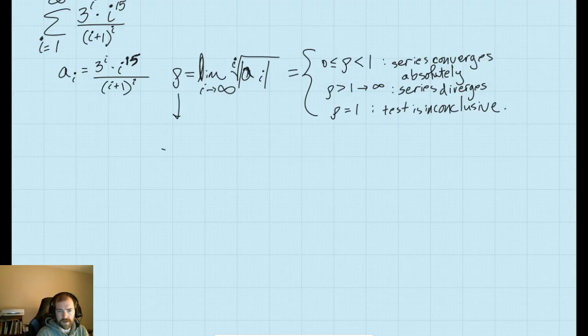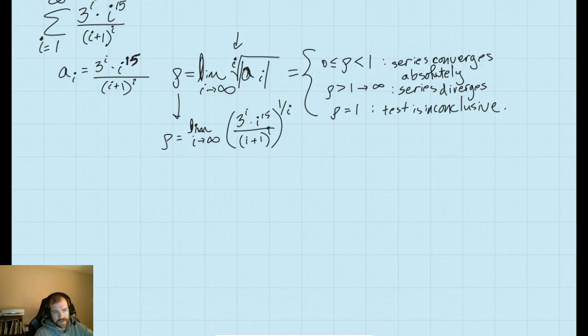So the way we do this in calc is we say, okay, rho is going to be equal to the limit as i goes to infinity of the ith root here. This is a variable root, so people are like, what are you doing? That doesn't make any sense. It kind of does. It's alright. So we take 3 raised to the i times i raised to the 15th, divided by i plus 1 to the ith power. And then we can take this as 1 over i as the exponent.